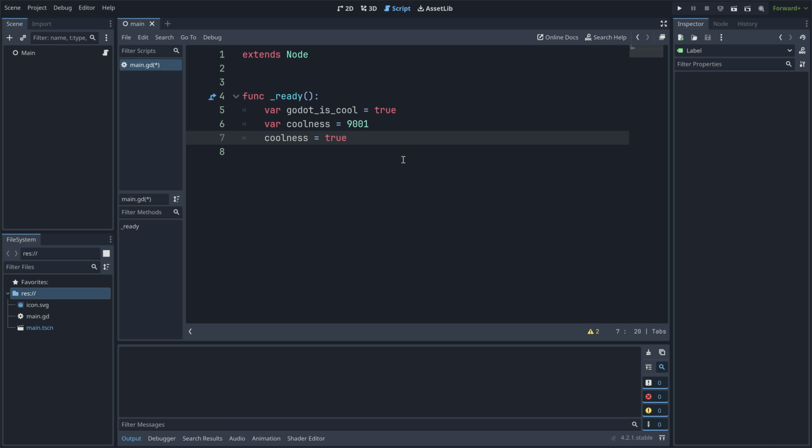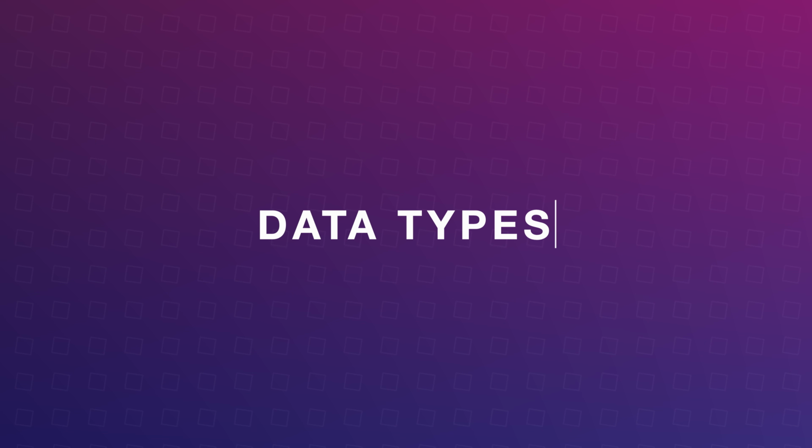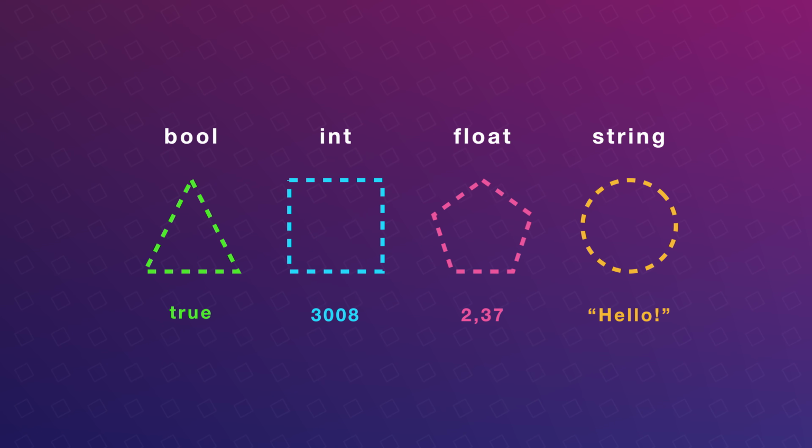That being said, we still need to be aware of what type of data we are working with, because some parts of our game will expect a specific type of data, and we will get an error if we try to use another type without converting. Now, in GDScript, we have the 4 classic data types: Boolean, or bool, for true and false, integer, or int, for whole numbers, float for numbers with decimals, and string for text.